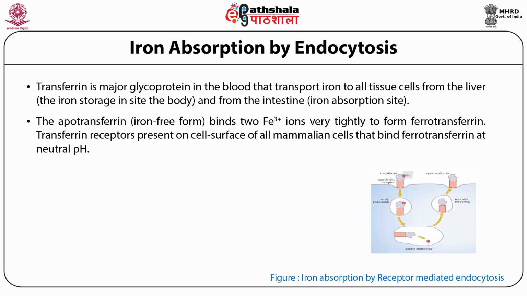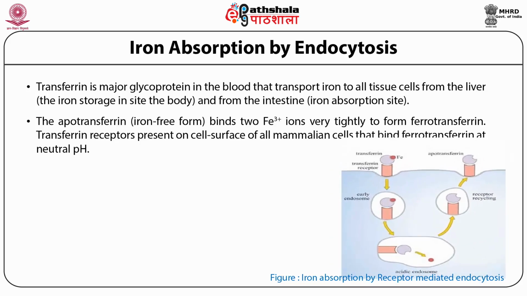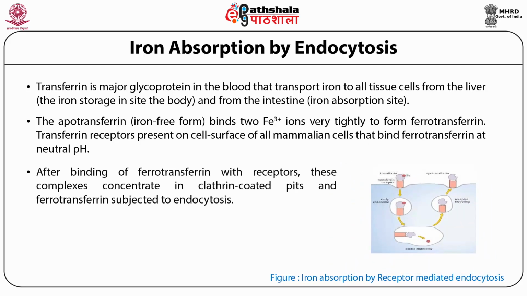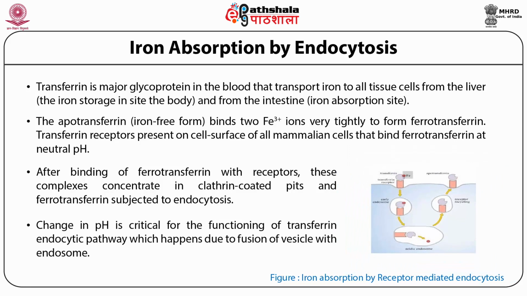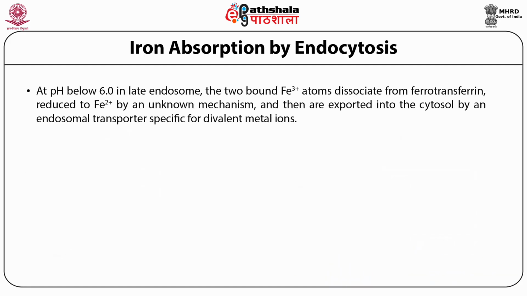Transferrin receptors are present on the cell surface of all mammalian cells and bind ferrotransferrin at neutral pH. After binding of ferrotransferrin with receptors, these complexes concentrate in clathrin-coated pits and ferrotransferrin is subjected to endocytosis. Change in the pH is critical for the functioning of the transferrin endocytic pathway, which happens due to the fusion of vesicles with endosomes.